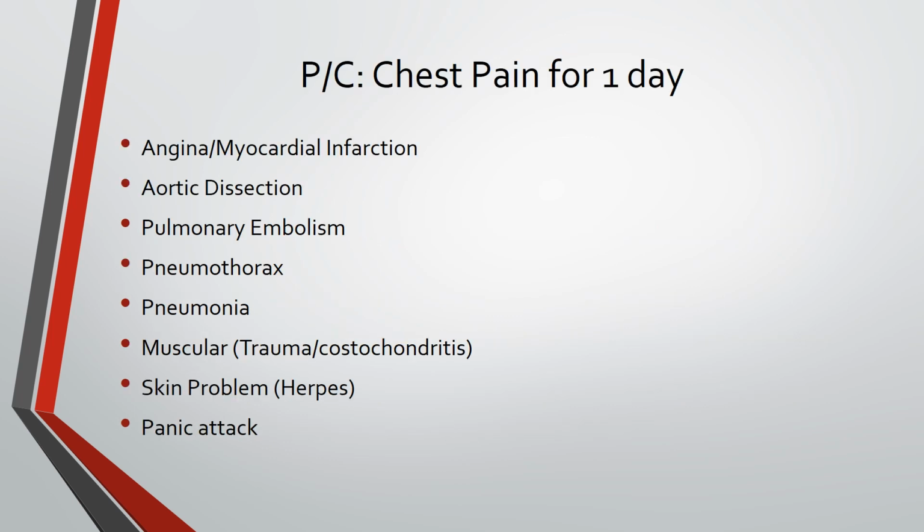For example, we will elaborate the history taking with the complaint chest pain for 1 day. And when the patient's presenting complaint is chest pain for 1 day, then the differential diagnosis at this stage will be angina or myocardial infarction, aortic dissection, pulmonary embolism, pneumothorax, pneumonia, muscular chest pain caused by trauma or costochondritis, skin problem or infections like herpes, or a panic attack.